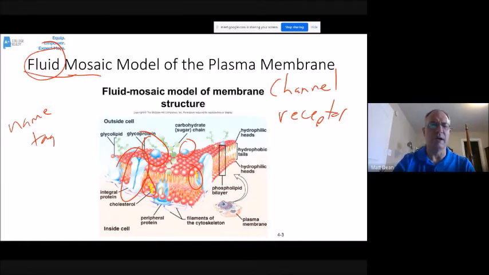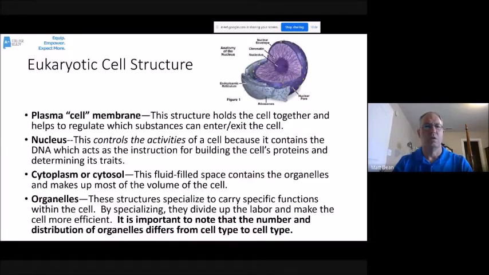We'll talk a lot more about these proteins in our week 5 session. That session is going to be devoted to transporting things in and out of a cell. So let's talk a little bit more about eukaryotic cell structures.